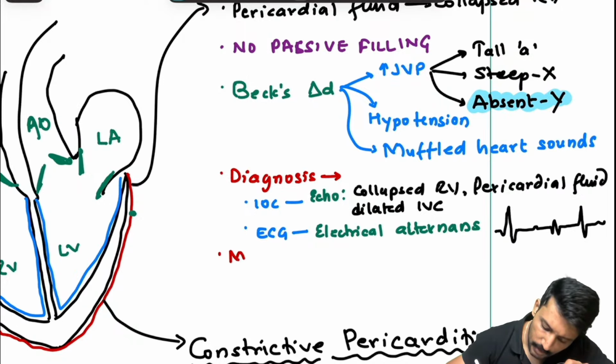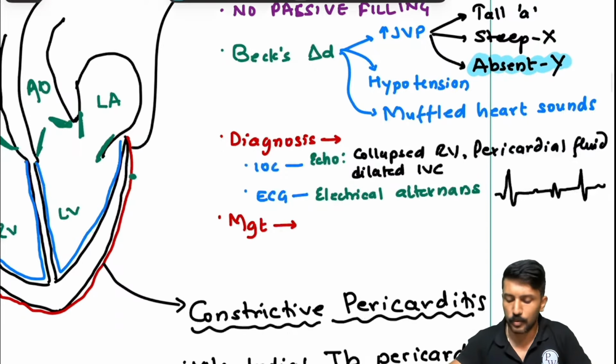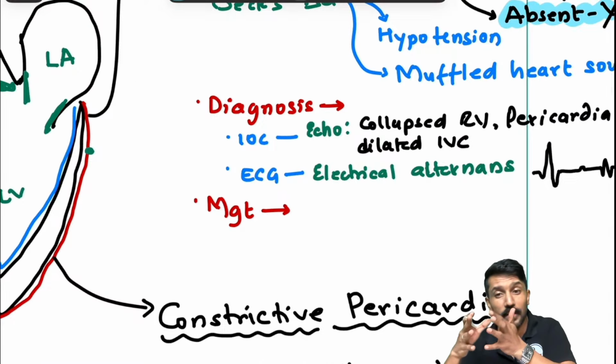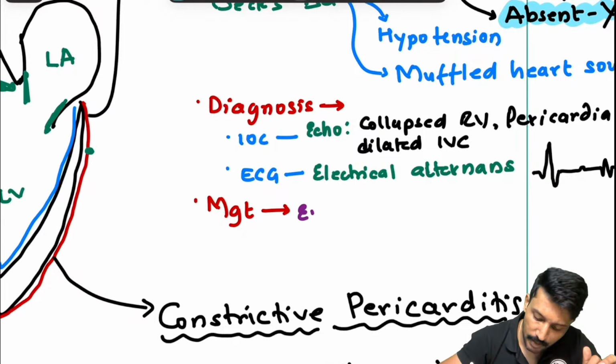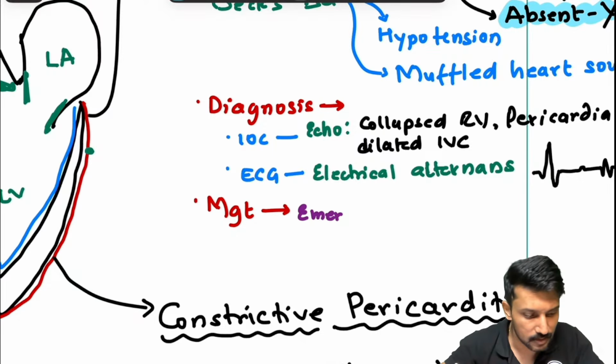Once I have diagnosed cardiac tamponade, how will I manage? There is a two-step or three-step management process. First thing is there is too much fluid. It has caused hypotension. So I have to remove the fluid. So the management will be emergency pericardiocentesis.